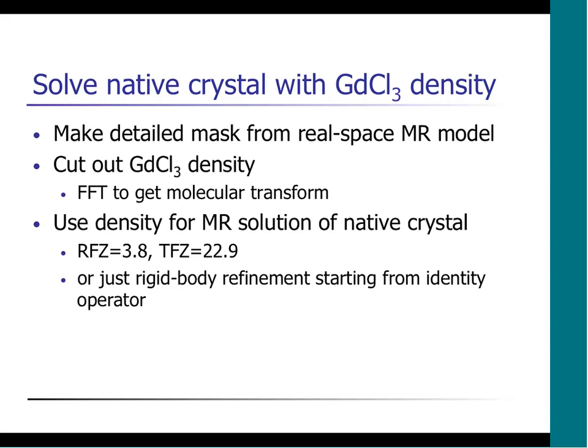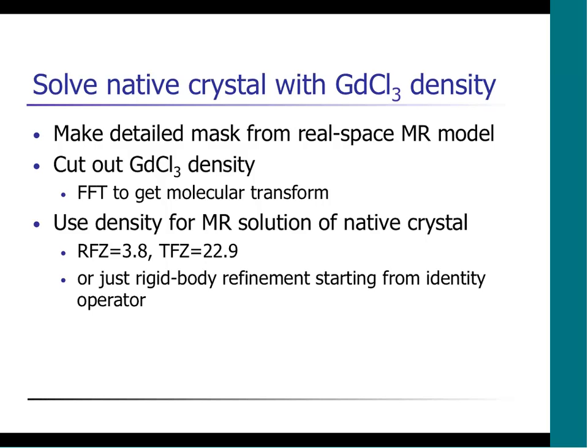Now, you can take that density, and because we now have a molecular replacement model, we have a better idea than just a sphere of how to cut out the density. So you can cut out the density, FFT to get the molecular transform, and treat that as a model for molecular replacement of density. If you do that, you get a very clear solution for the native crystal. And in fact, you don't have to do full molecular replacement; just rigid body refinement is sufficient to figure out the small transformation between the gadolinium derivative and the native structure.